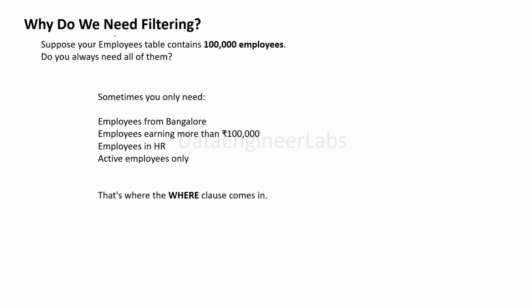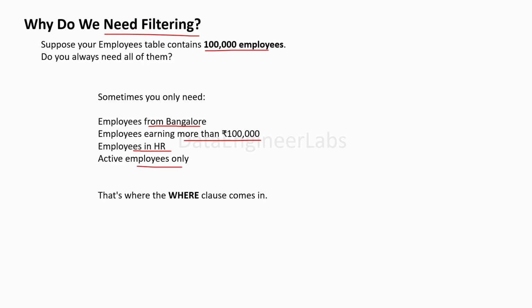So now let's understand why we actually need filtering. Imagine our employee table has 100,000 employees. If we simply run select star, SQL Server will return all 100,000 records. But what if my requirement is to find only employees from Bangalore, or employees who are earning more than 100K, or all the employees in the HR department, or employees who are currently active? I don't need the entire table. We need only the specific records that satisfy our requirement. That's the purpose of filtering.